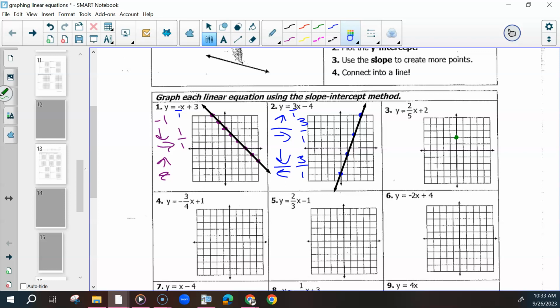Then your slope is actually a fraction. It's positive, so the same directions as before. If it helps you to draw these, keep drawing them. So we can go up 2 and to the right 5. And then if we go back to our y-intercept, we can also do the opposite. Go down 2 and left 5.